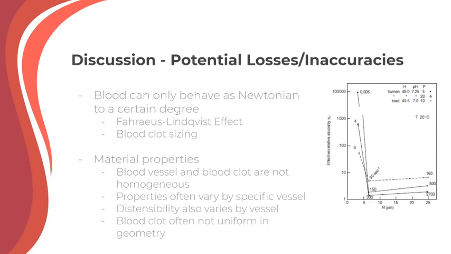The distensibility can also vary by vessel since, as mentioned, the material properties of a blood vessel are not consistent throughout the human body. And blood clots often do not form with perfectly even geometry as we used in our model. This can cause blood clots to break off and go to different parts of the body.